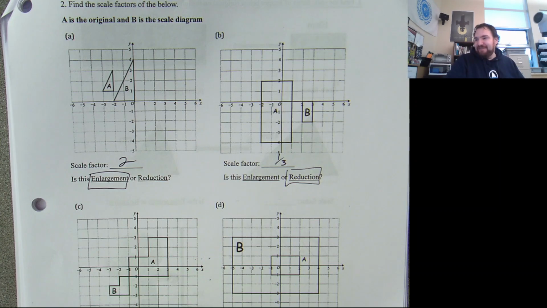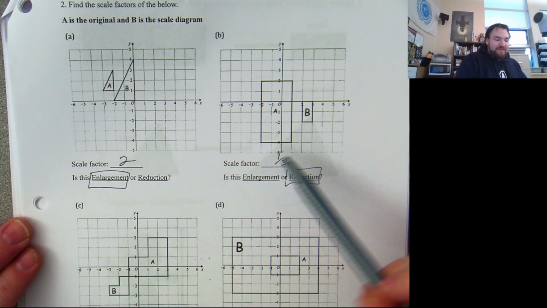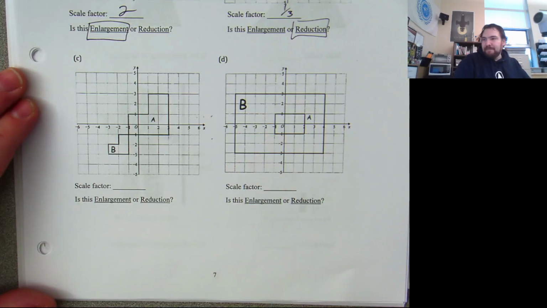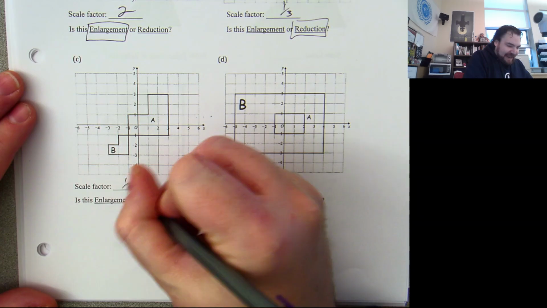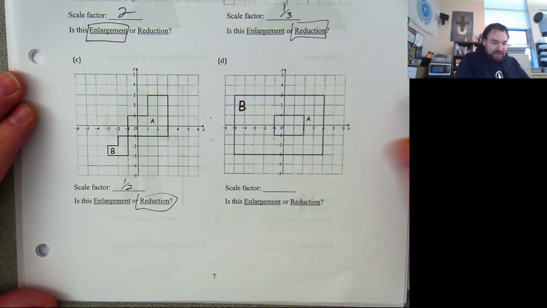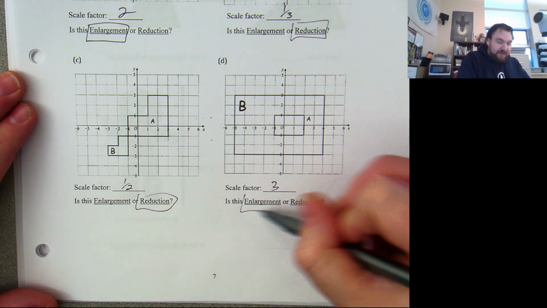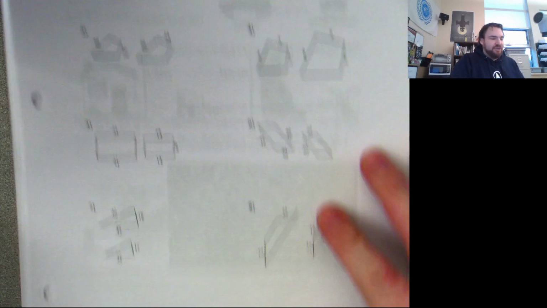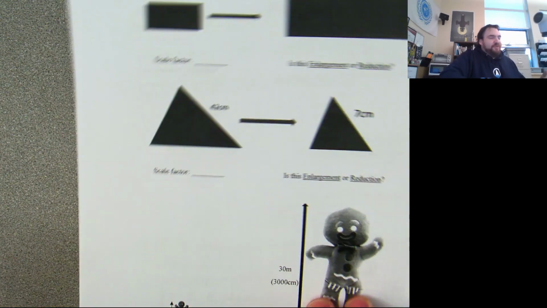You don't want that. Okay, so we've got 2. We've got 1/3. One's an enlargement, one's a reduction. This one is 1/2, and it's a reduction. This one's 3, and it's an enlargement. Flip the page.